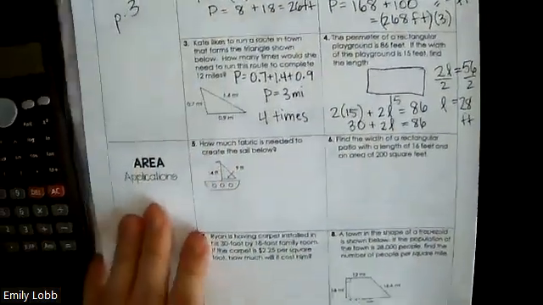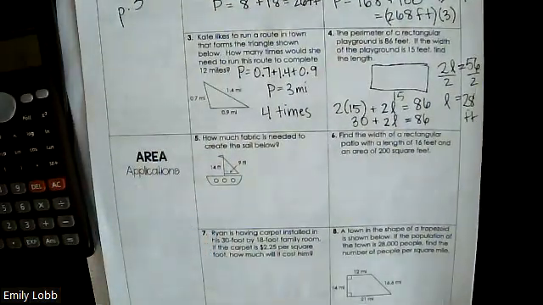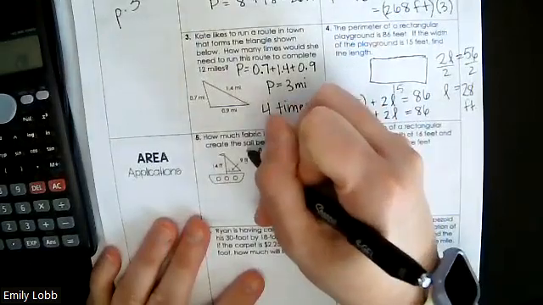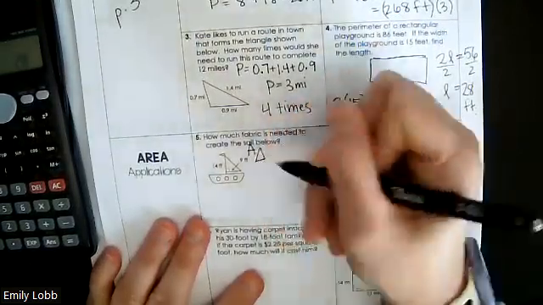All right. How much fabric is needed to create the sail below? Now we're talking area. First, we have to remember the area of a triangle.